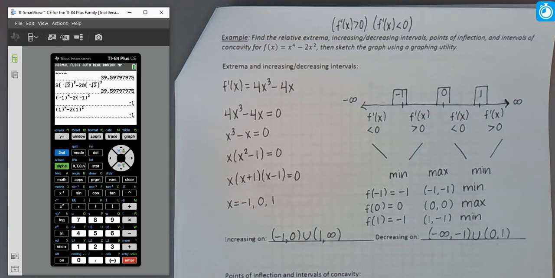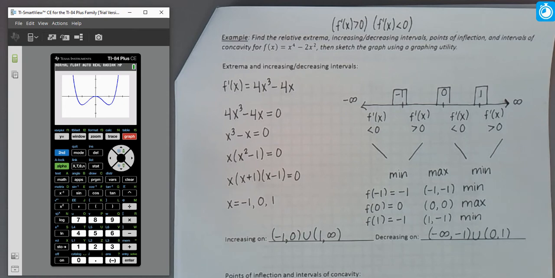Let's verify that from the graph. So let's go ahead and put the graph of the function in, and then we'll look at its concavity. So x raised to the 4th power minus 2x squared. And there's our graph. So we can see where we have a valley, where we have a peak, where we have a valley, and it is associated with the x values at negative 1, 0, and 1.